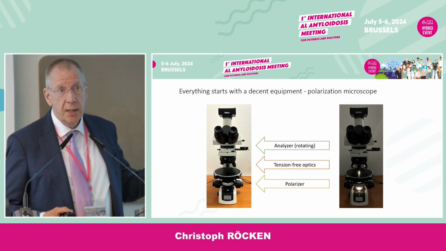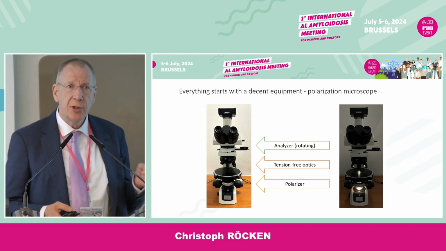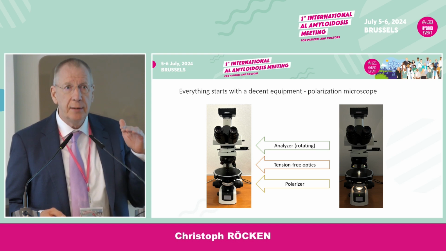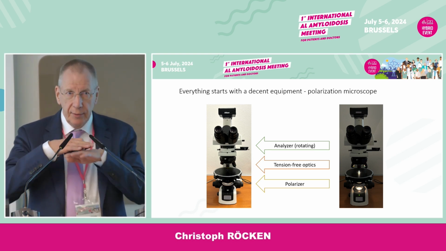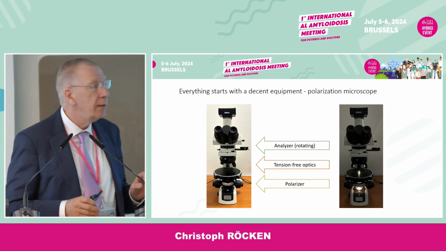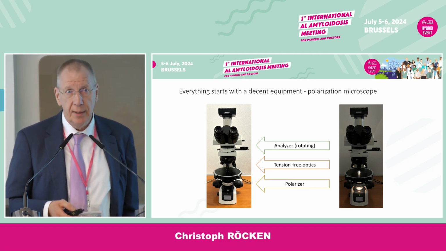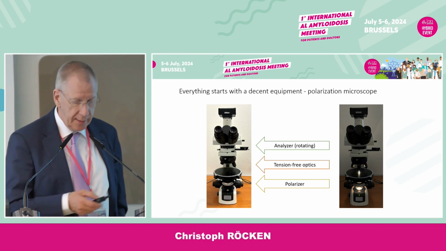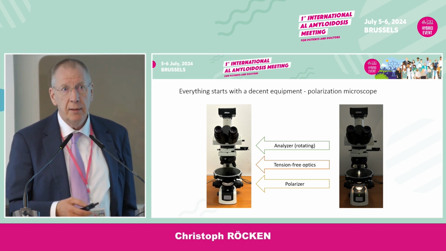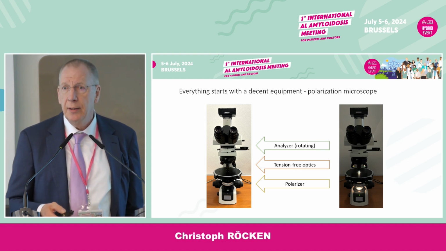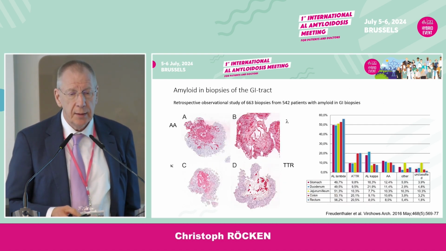So that really starts with a microscope, which is a special microscope with tension-free optics, and you need a very dark field to see that the light is blacked out and then amyloid shows up. So I can say this is very important. After 32 years of doing diagnostics, I realize many cases are overlooked or interpreted wrongly as amyloid, where there is no amyloid, because they didn't use the polarization microscope.